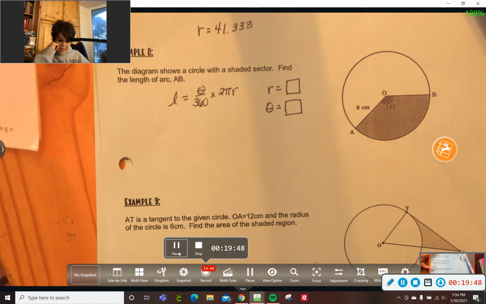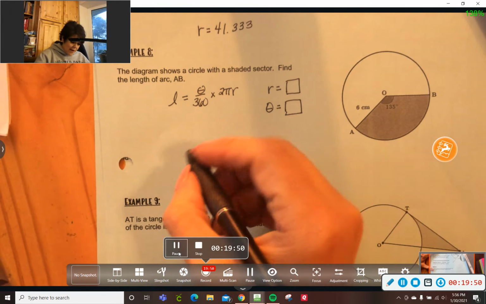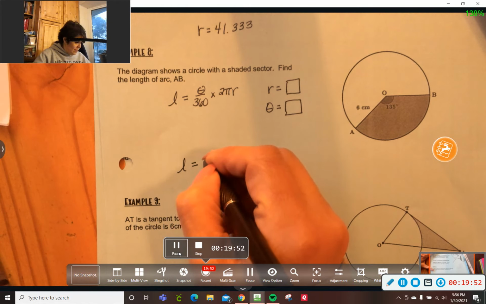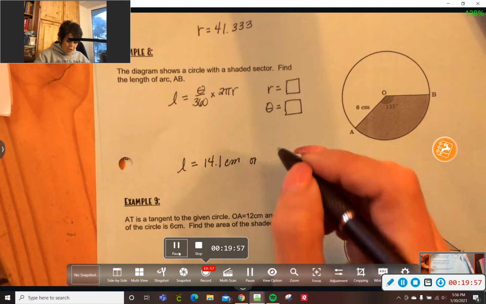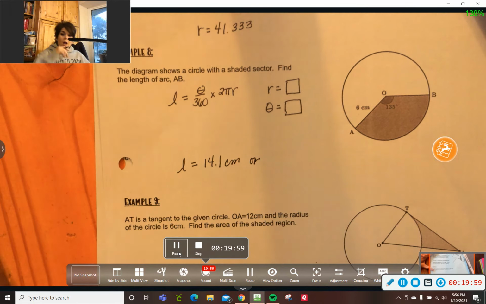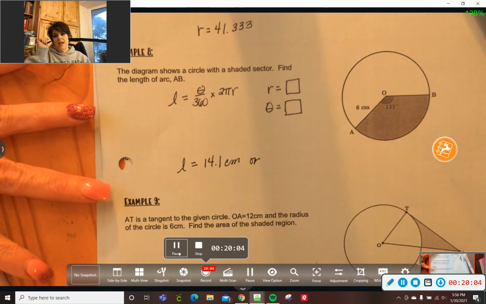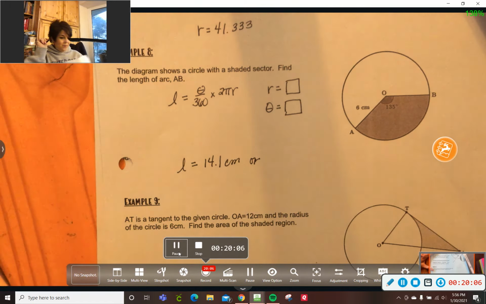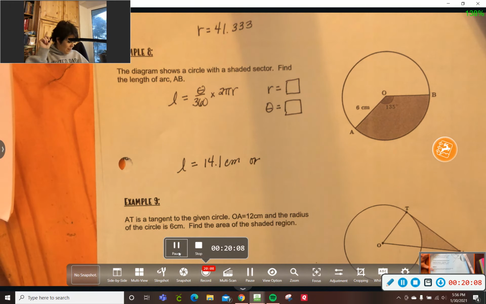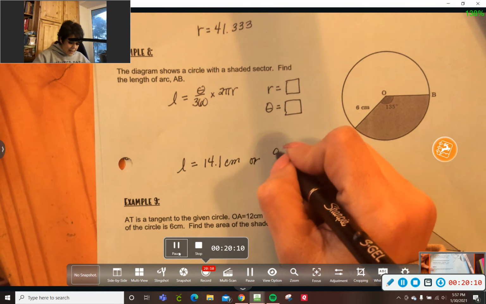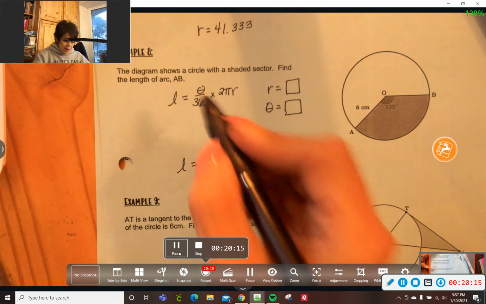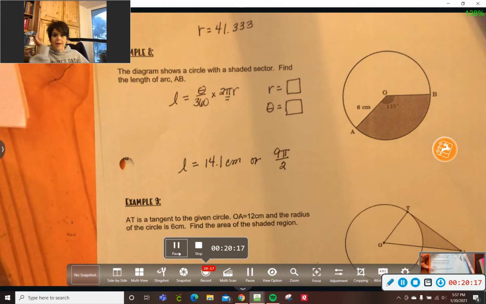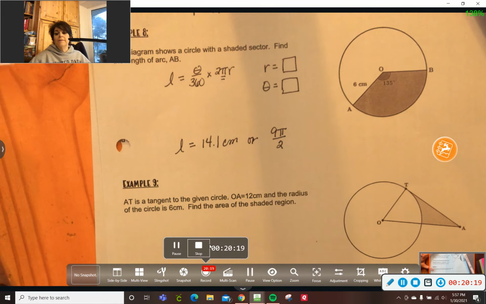All right, so the radius is 6. Theta is 135. The arc length, when you solve for this, I got 14.1 centimeters. Or, and you might be like, wait, this one is a cognitive question, and they actually want the answer in terms of pi. So if you keep it in terms of pi, I got 9 pi over 2. How do you keep it in terms of pi? Just don't multiply the pi in there, and then you'll get it in terms of pi.